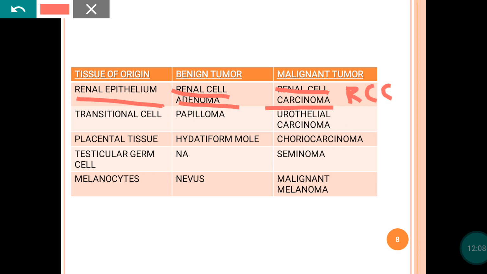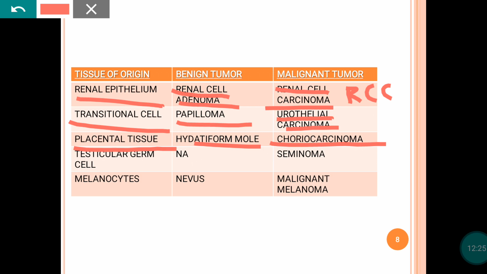Suppose the tissue of origin is transitional cell, then the benign tumor is known by the name papilloma, while the malignant one is urothelial carcinoma. Suppose a tumor is arising from placental tissue, then it is given a special name, that is hydatidiform mole, while the malignant tumor is known as choriocarcinoma.